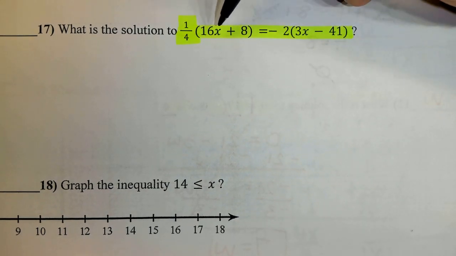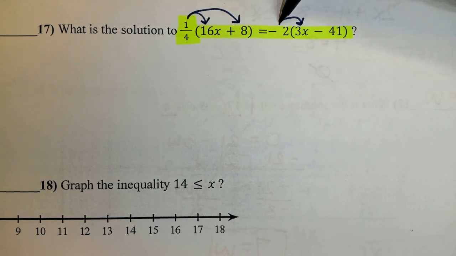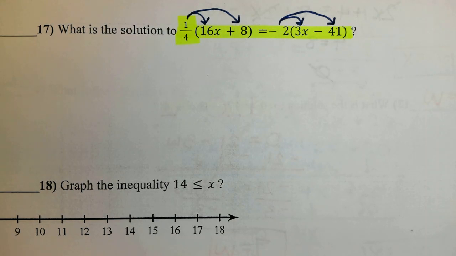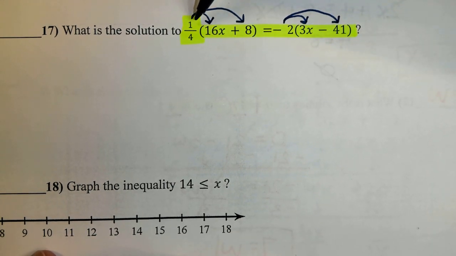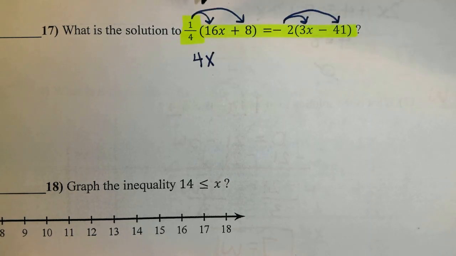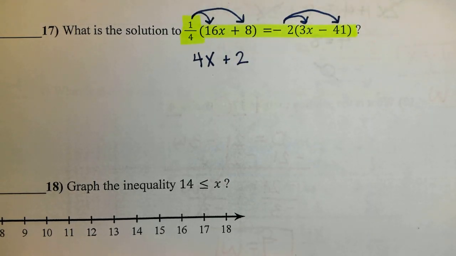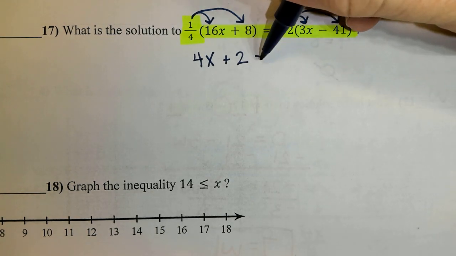Okay. I have parentheses on both sides, so I have to distribute on both sides. And look, I have a fraction, but I promise, hint, hint, that if I multiply the fraction by these numbers, the fraction will go away. So let's do that. I have 1/4 times 16x is 4x. 1/4 times 8 is 2. Look at that. No more fractions.